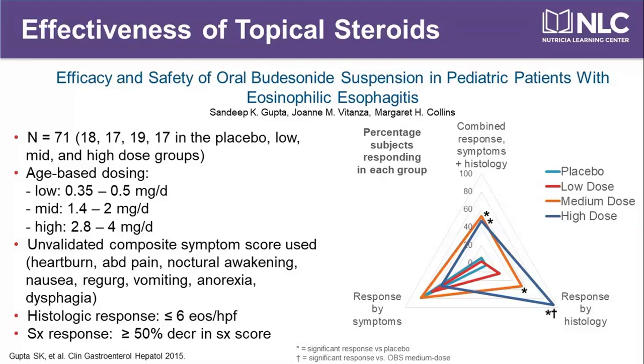If you look at histology alone, the high dose was the most effective and did have almost 100% response rate. So when I am using steroids, I am using something between the mid and high dose range that they recommended, and that's usually somewhere between 2 milligrams a day and 4 milligrams a day of the steroid, and that's budesonide specifically.